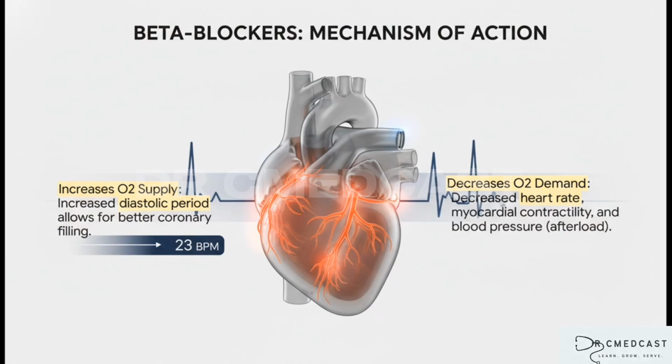You can see here the overwhelming effect is on decreasing oxygen demand. There is a small secondary benefit to supply, though. By slowing the heart, they give the coronary arteries more time to fill up with blood during diastole. This makes them fantastic for angina that's brought on by exertion.